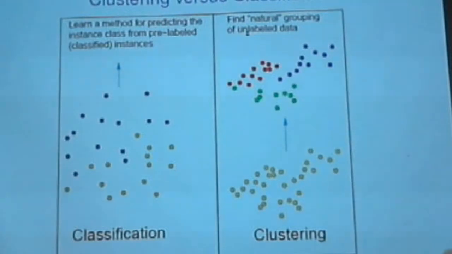But in clustering, the nature, you try to find natural grouping for unlabeled data. I don't know what happened to my slide. So you see a dot there. Okay, something is wrong. Did I produce this in R? Let me go back and check.